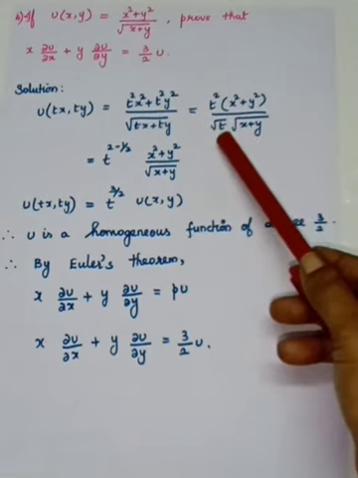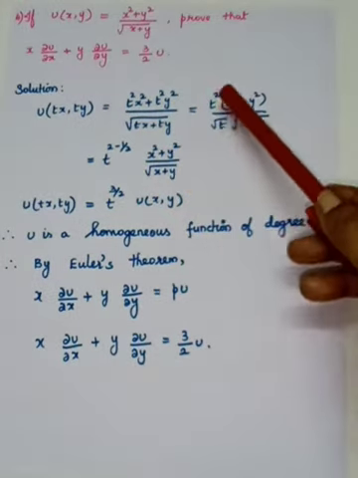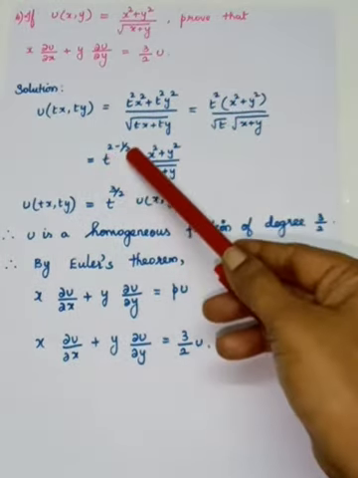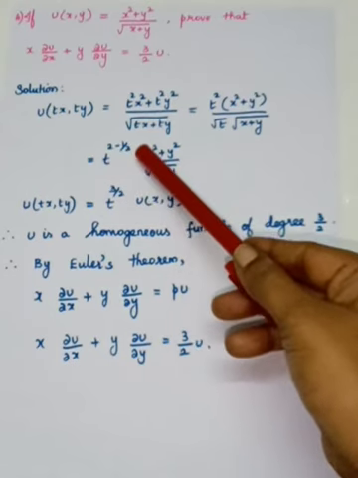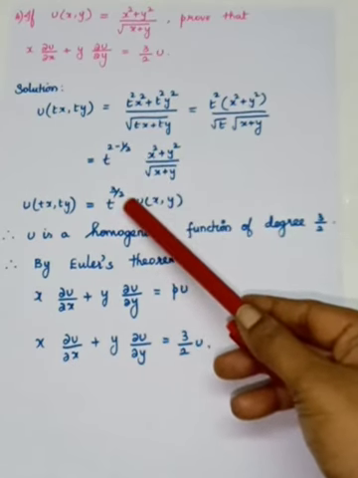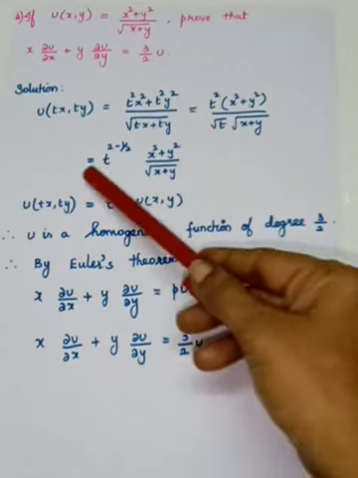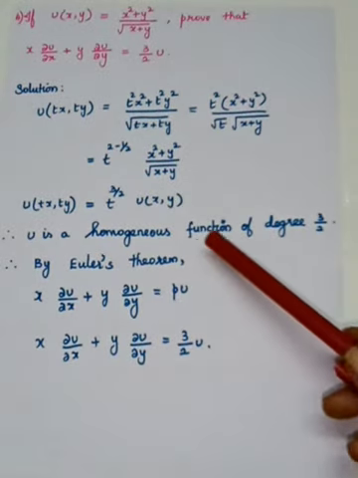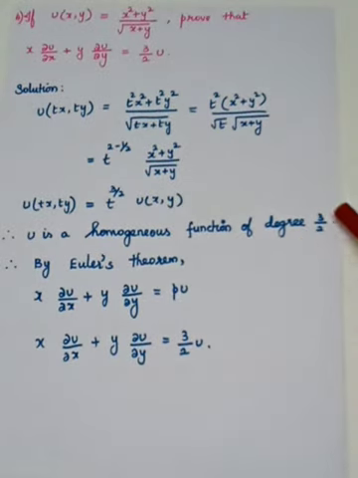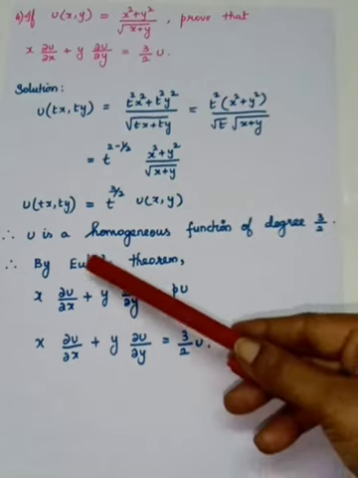Here the power of t is 1 by 2. So if you arrange, it is in division, so the power has to be subtracted. t power 2 minus 1 by 2, that is equal to t power 3 by 2 into u. So we can very well conclude u is a homogeneous function of degree 3 by 2. So we can apply Euler's theorem for u.